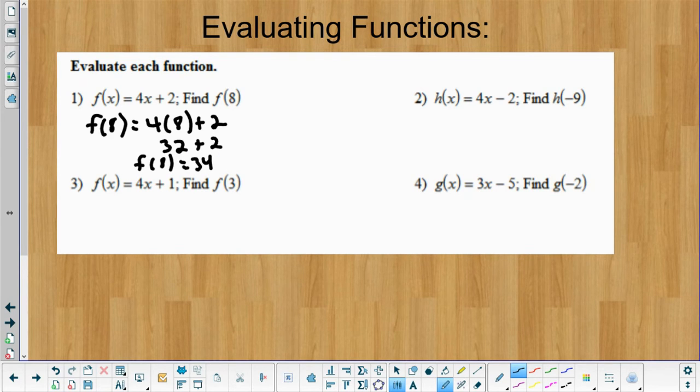So you're basically substituting the value in. The first part is simply the name. Okay, I want you to pause your video and see if you can try 2, 3, and 4.